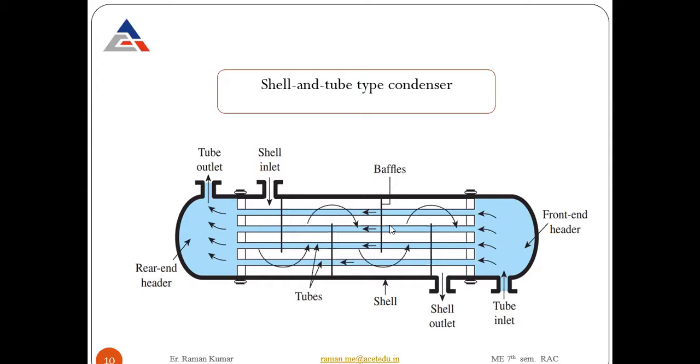This type of condenser is mostly used because it has a higher rate of heat transfer. So this shell and tube type is mostly used in big industry, in oil refineries, where tonnage capacity is very high.